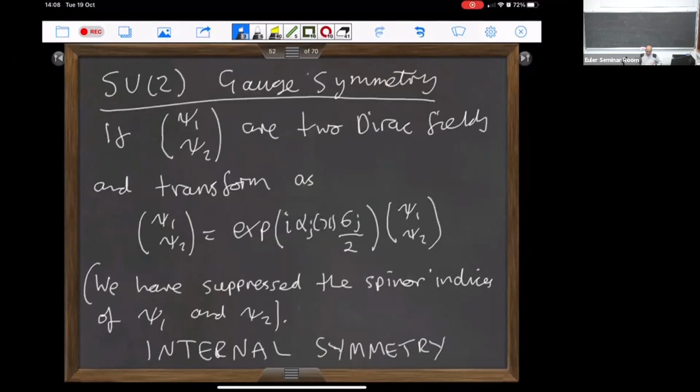So we looked at the example of SU(2) gauge symmetry. That's the basic example, which we can then generalize to any gauge symmetry. So here, psi1 is a 4-component Dirac field, and psi2 is also a 4-component Dirac field. And we're choosing them to transform in the fundamental representation of SU(2), as written in the middle there.